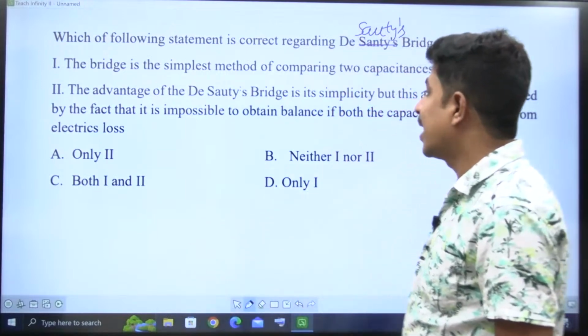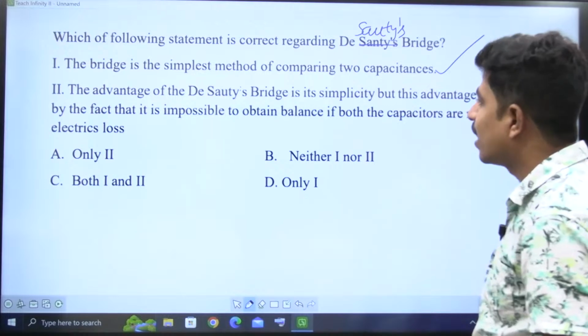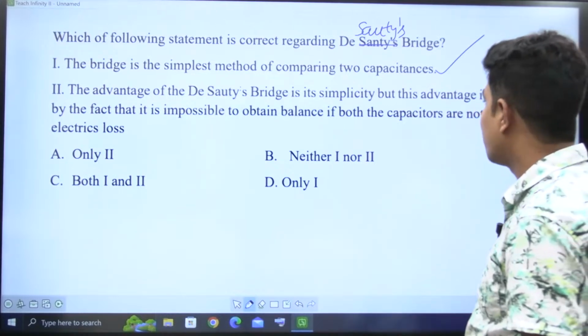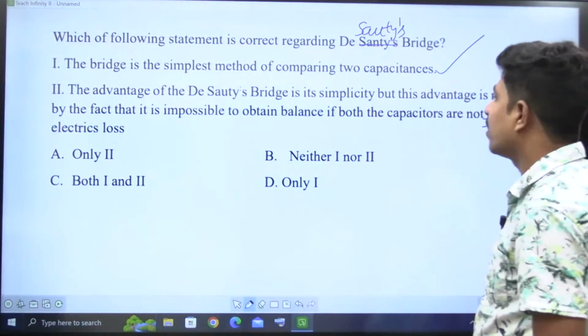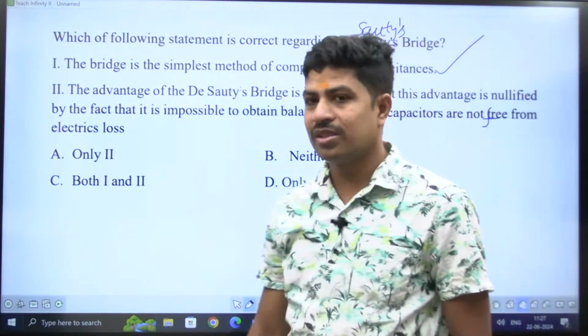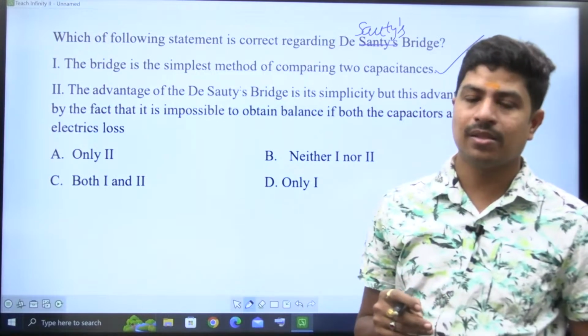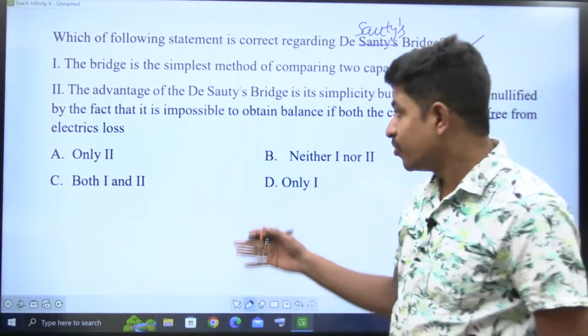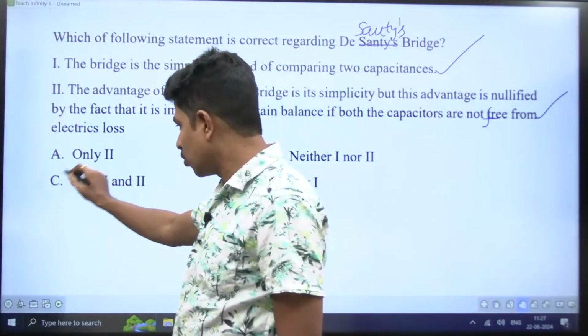Next, the advantage of the De Sauty bridge is its simplicity, but this advantage is nullified by the fact that it is impossible to obtain balance if both the capacitors are not free from electric loss. Yes. If you want to obtain bridge balance, then this second statement must be satisfied. So both 1 and 2 are correct.